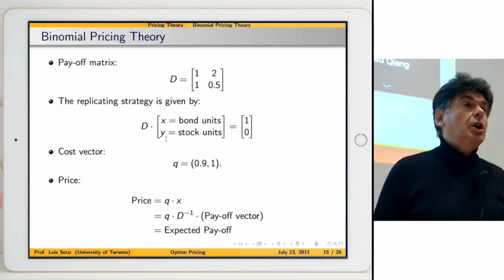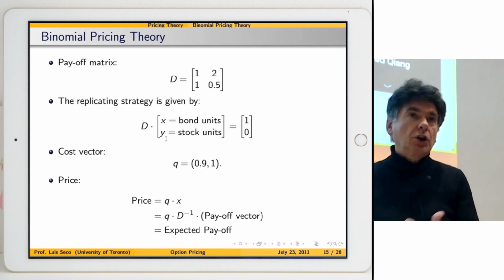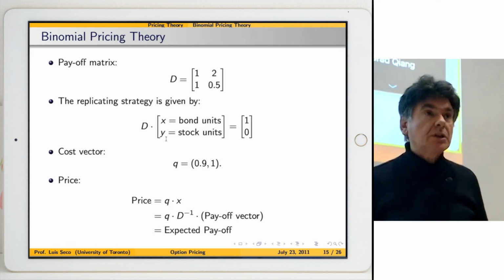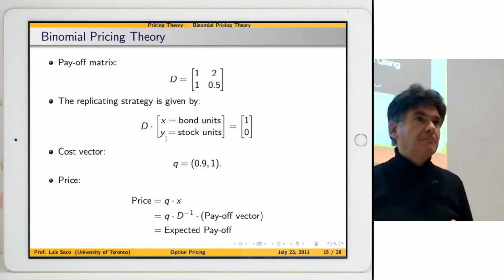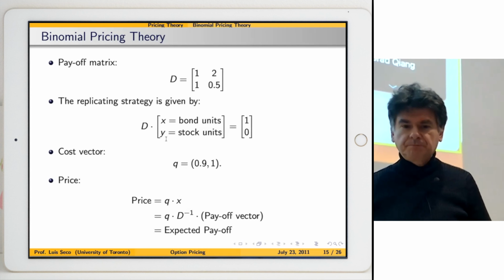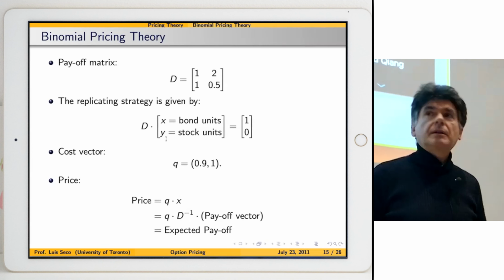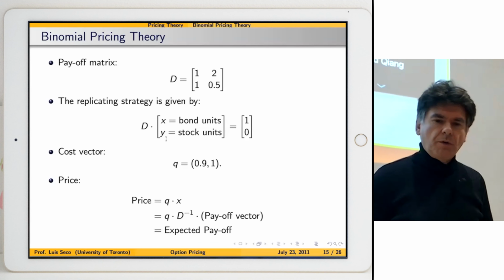And if I introduce a cost vector, which I write here in row form, the cost vector is how much a bond costs, how much a stock costs. So the stock is $1, as in my example, and now I'm saying the bond is 90 cents. So Cheryl is now charging me 10% interest rate, more or less. Fine, all good. And the price of my option will be the price of the replicating strategy. The replicating strategy will have a price which is the product of my cost vector times my replicating portfolio vector.